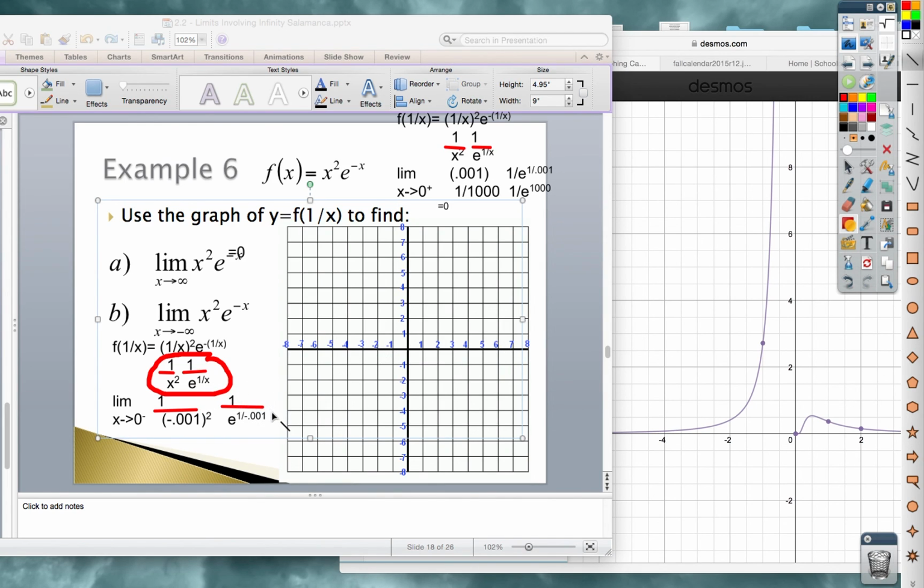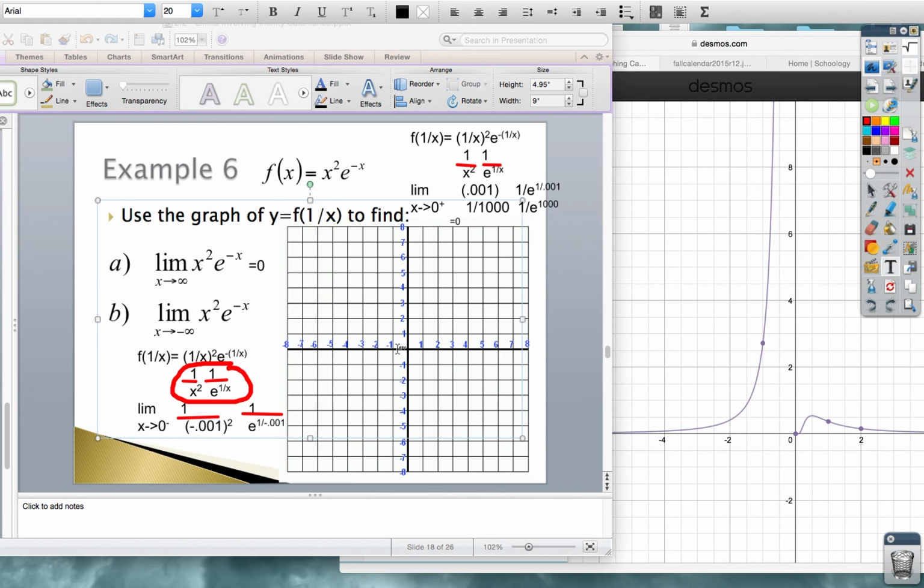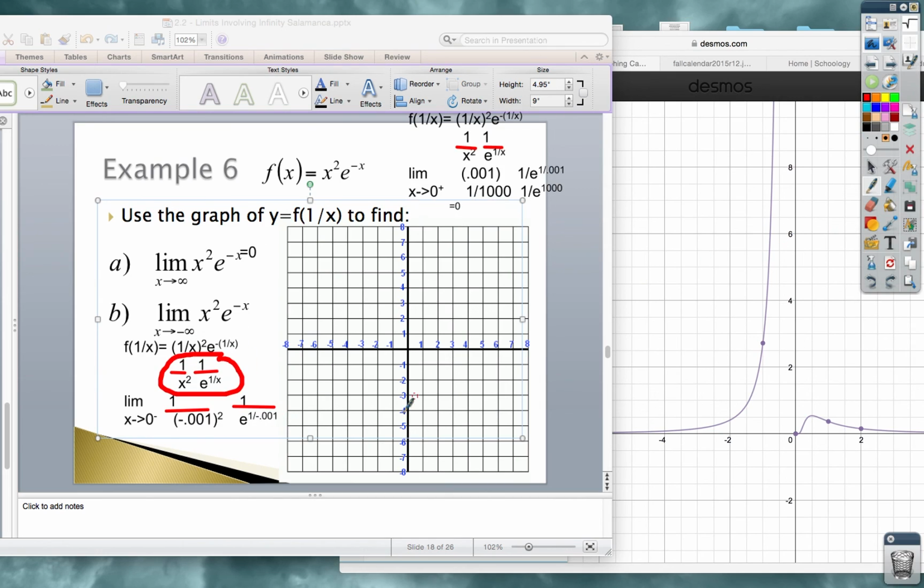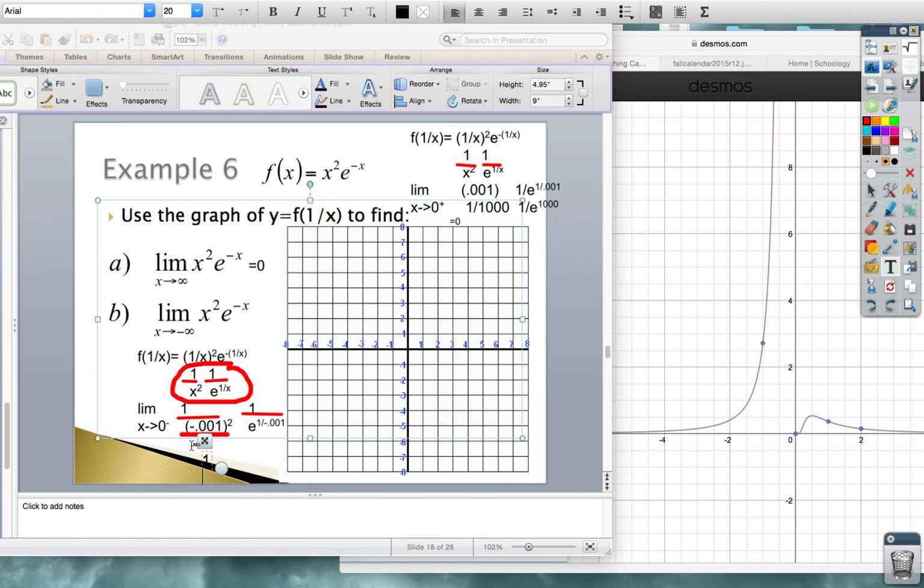Now we're just going to simplify this. If we look at this left value, you'll notice that it's a squared, so it's going to turn out to be 1 divided by 1,000th, no matter what. And because it's 1 divided by 1/1000th, this actually simplifies to just 1,000.